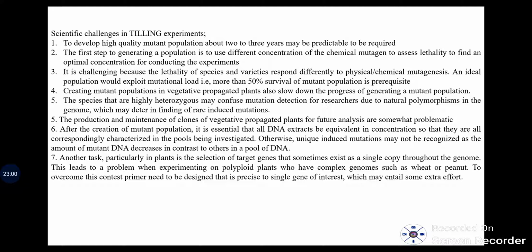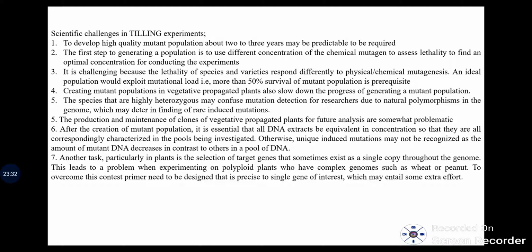There are many scientific challenges before tilling, because as the tilling approach is a induced mutagenesis process, here scientists are facing a number of challenges like high quality mutant population. About 2 to 3 years is required. First step to generate a population is to use different concentration of the chemical mutagen to assess lethality to find an optimal concentration for inducing the experiments.